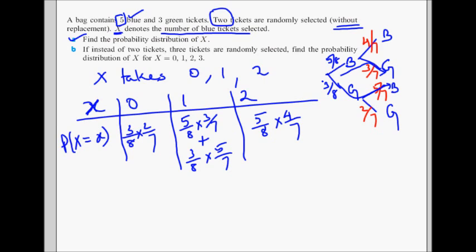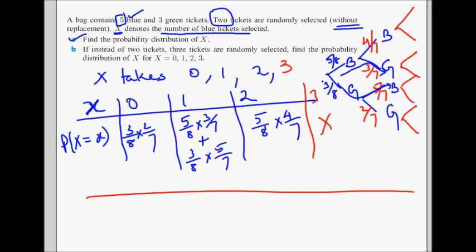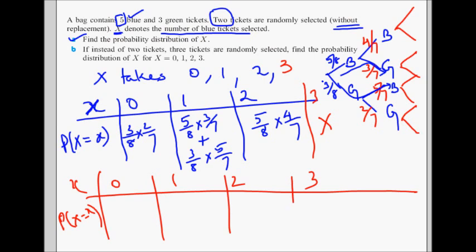We have done this. If instead of 2 tickets, 3 tickets are randomly selected, find the probability distribution of X where X is 0, 1, 2 and 3. You will have an extra value for X, which is 3, because all 3 tickets could be blue. You can't just add one more column here. This is wrong, because you'll have one more branch in the tree, and it will be completely different. So it would be a bigger tree, where X can take 0, 1, 2, 3, and the probability of X equal to x should be found with the tree diagram.